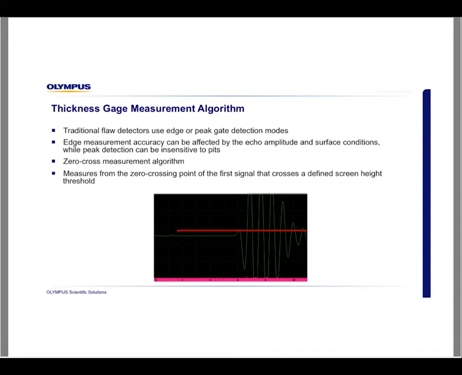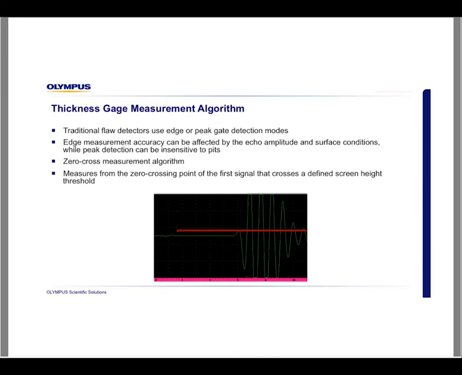So the actual measurement algorithm is different than on a flaw detector. On a traditional ultrasonic flaw detector, such as the EPOCH 650, we have a few different gate measurement modes. So we have an edge detect that determines the thickness based on when the edge of the signal crosses the gate. There's peak detection mode, which takes your thickness measurement based on the peak of a signal within your gate. Your first peak, which takes the thickness measurement based on the first peak within a gate. And all of these gate measurement modes are somewhat dependent or reliant on a consistent signal amplitude.